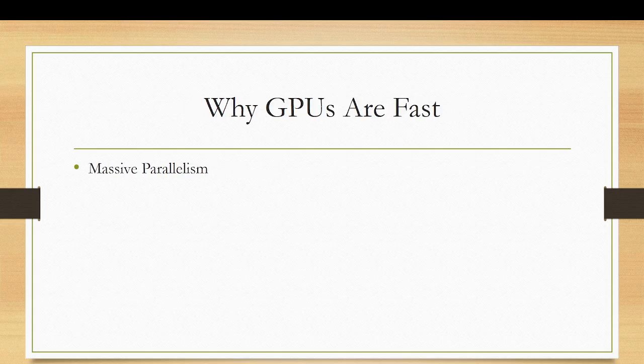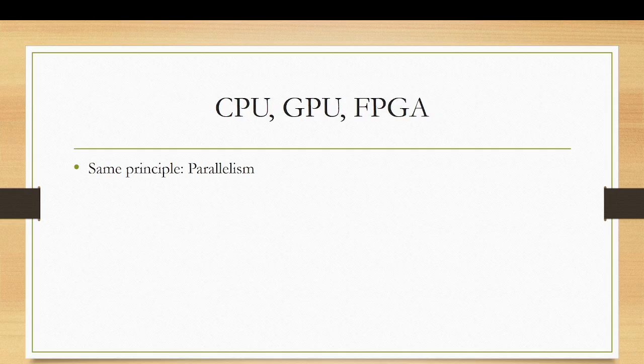Now, let's connect this to the real world. Why are GPUs so powerful? Why can they process thousands of operations simultaneously? Because GPUs contain massive amounts of parallel hardware. Thousands of circuits working together, not one instruction at a time. Parallelism again and again. CPU, GPU, FPGA, AI accelerator, all of them rely on parallel hardware. Different architecture, same fundamental principle.